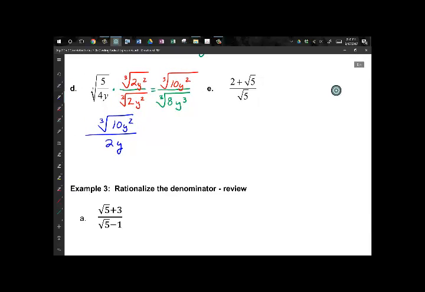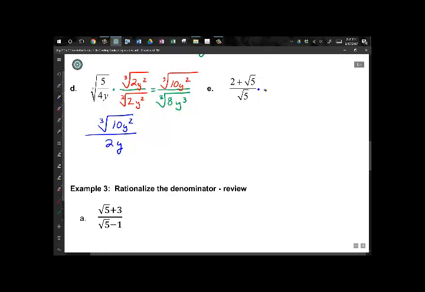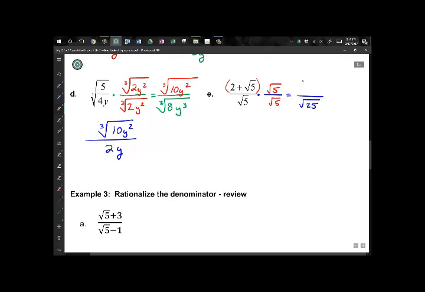Our last one here with letter E is going to give us a situation where we have a binomial in the numerator and a monomial in the denominator. But once again, we're going to shoot to have a perfect square such as 25 in the denominator. What are we going to multiply by? The square root of 5 over the square root of 5. Be careful to put parentheses on the top because you're going to have two parts times that square root of 5. What does that give us in the numerator? Well, that gives us 2 square roots of 5 plus the square root of 25 when we distribute.